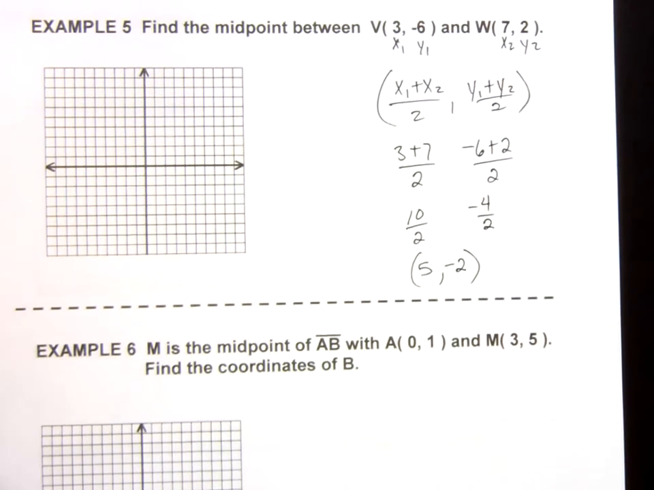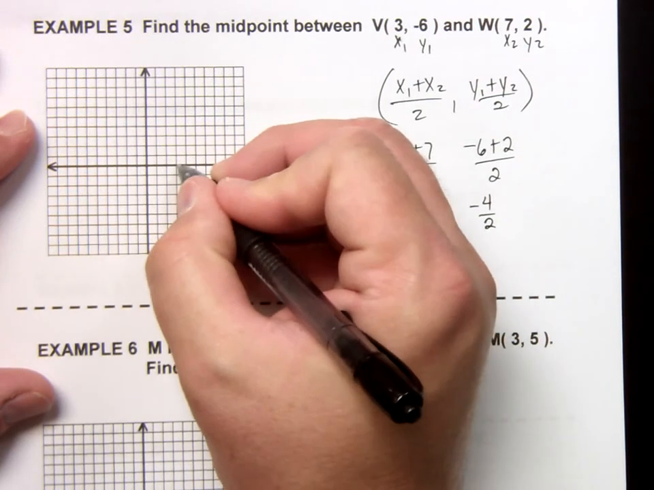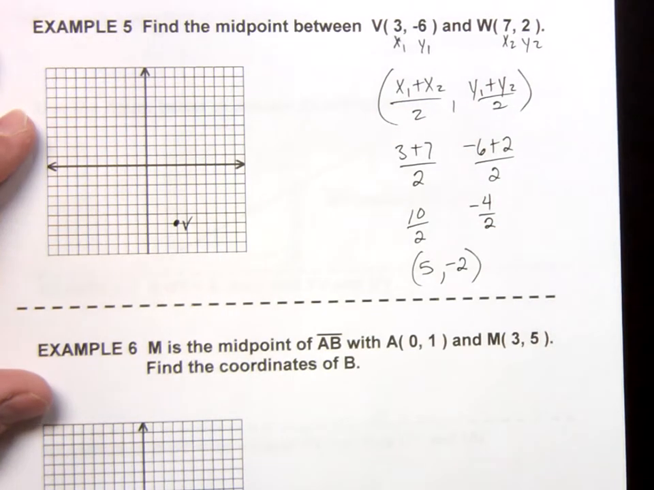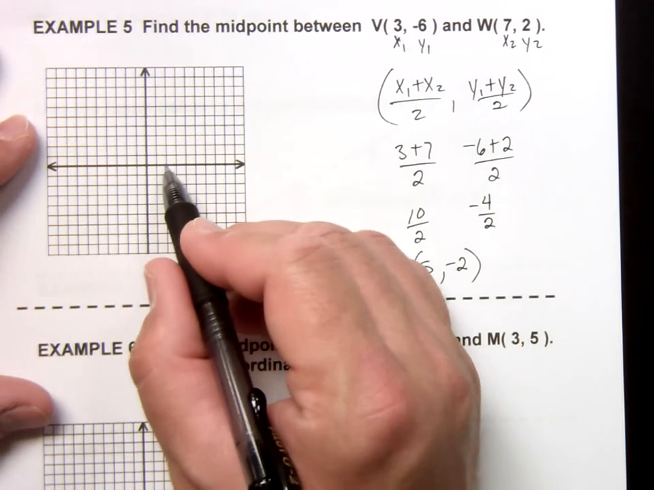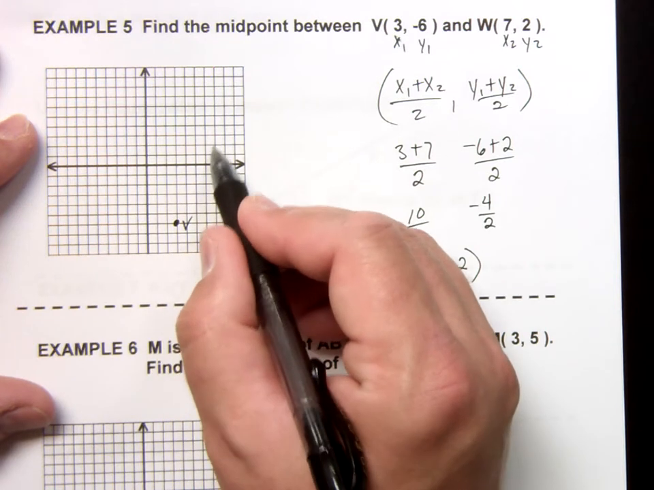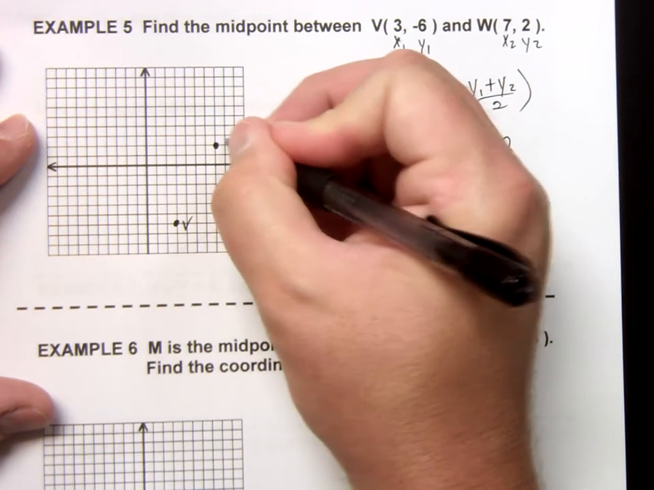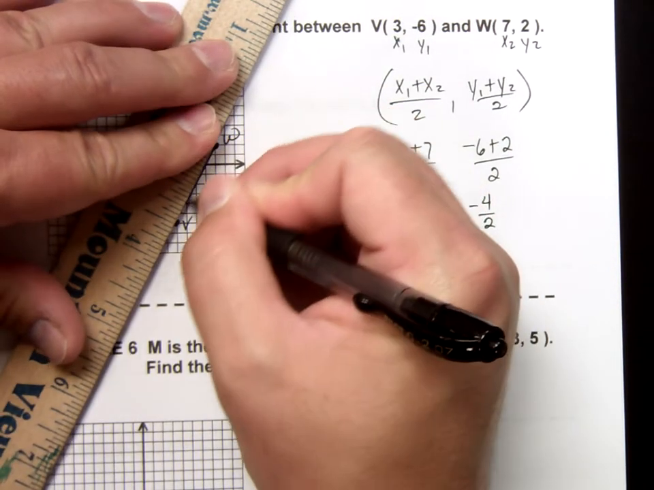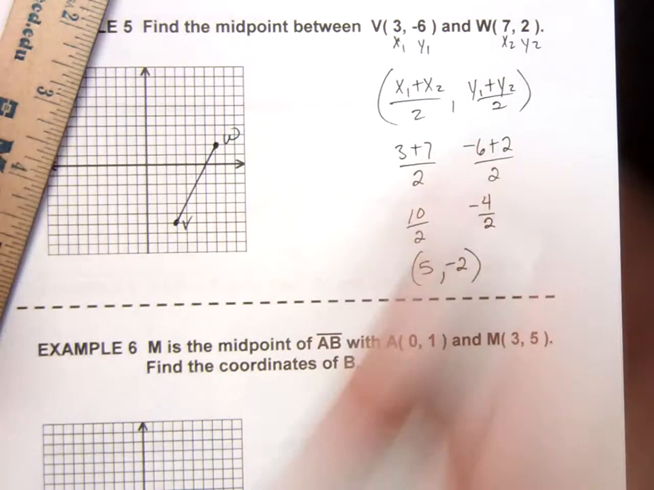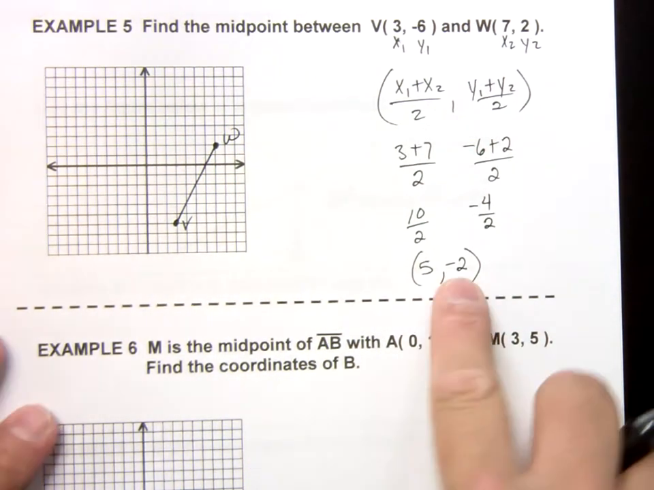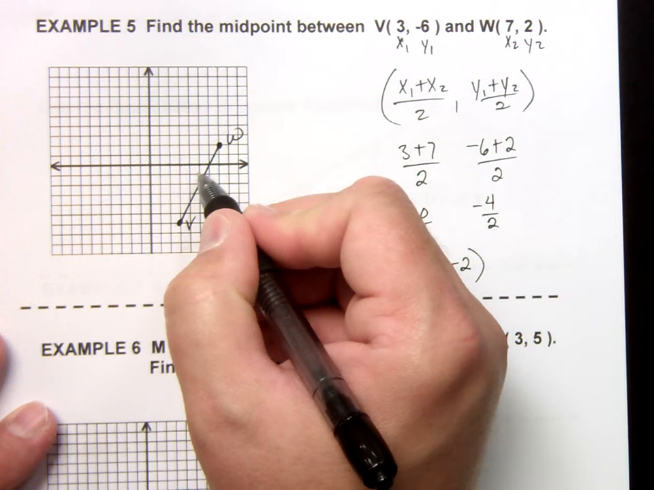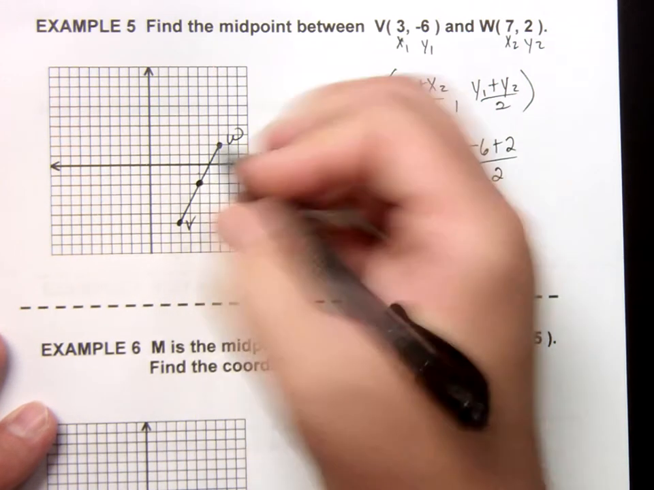All right, let's see if that makes sense on the graph. If I plot the point 3, -6, 1, 2, 3, 1, 2, 3, 4, 5, 6, there's point V. And I plot the point 7, 2, 1, 2, 3, 4, 5, 6, 7, 1, 2. There's point W. So there is line segment VW. Now, based on our formula, we said that the midpoint should be at 5, -2. Let's see if that makes sense. 1, 2, 3, 4, 5, -2. Right there. There is our midpoint.